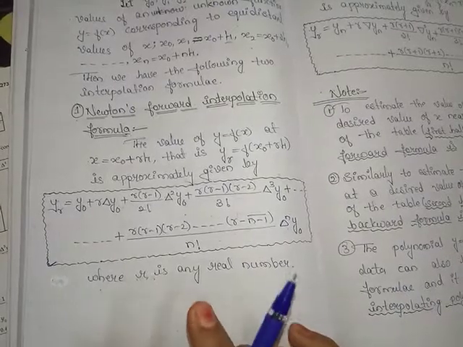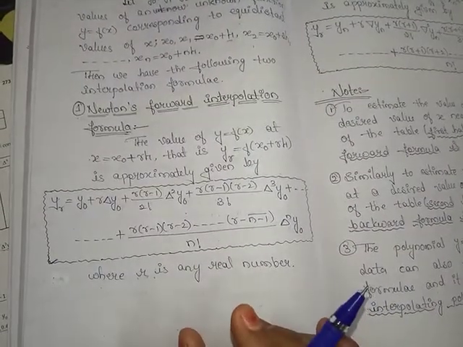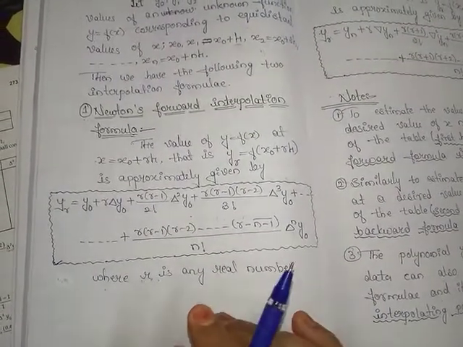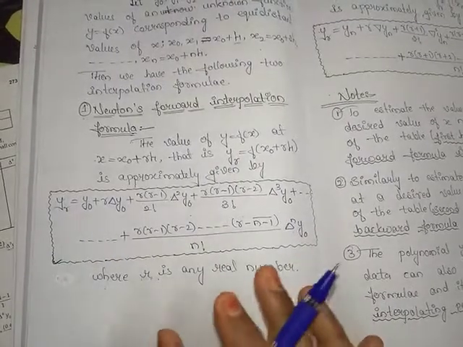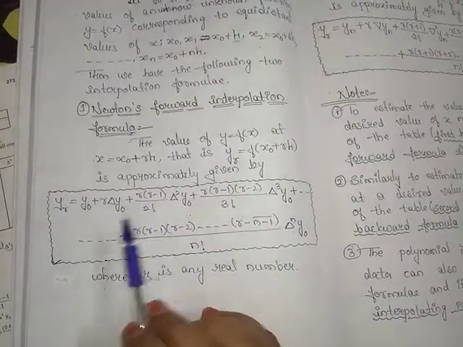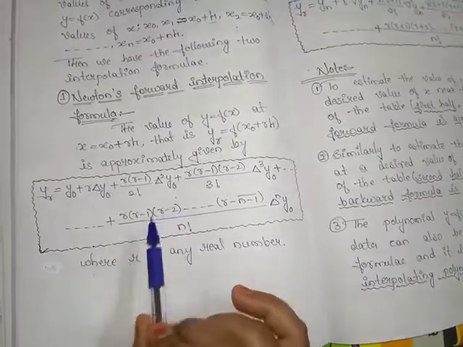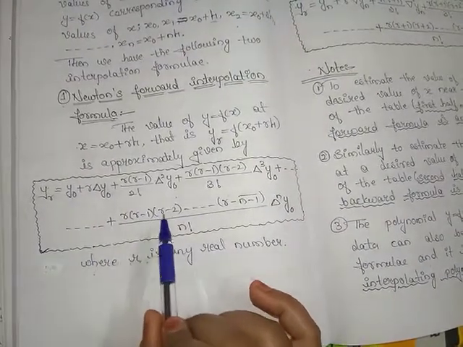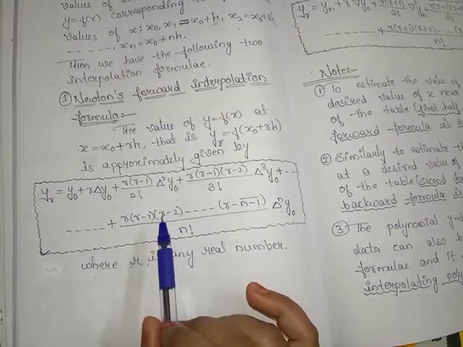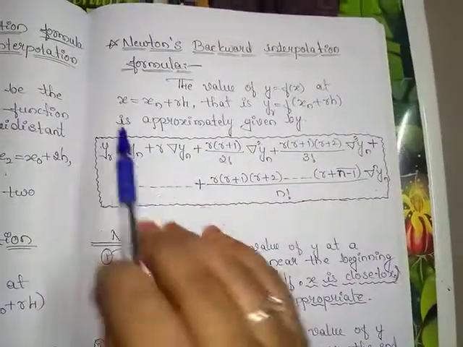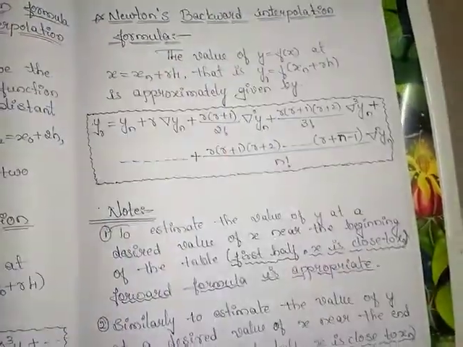Okay, forward difference table, and already you know how to construct that difference table. Use that knowledge and construct the difference table. Next, the second one is Newton's backward interpolation formula.